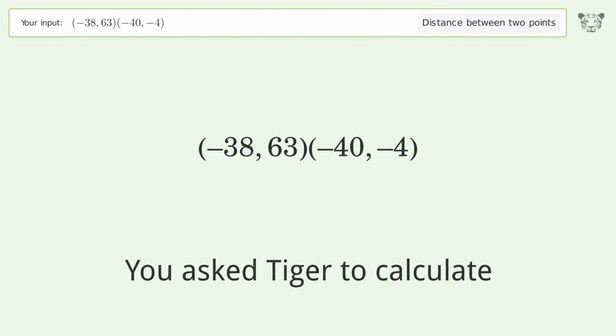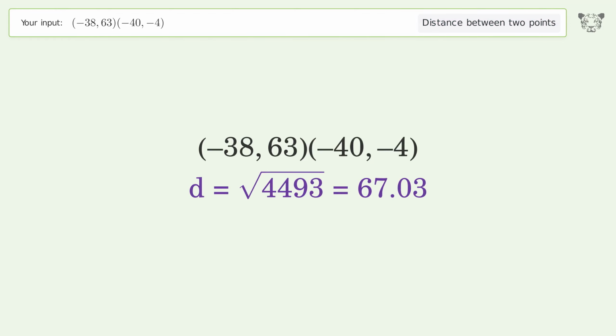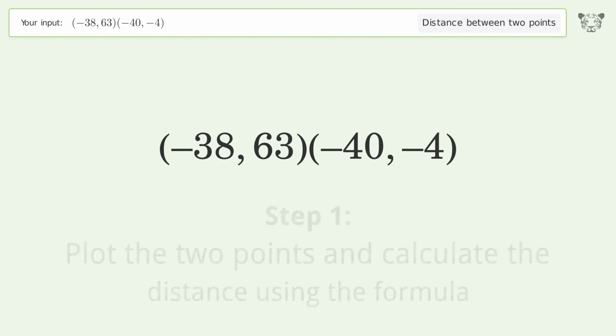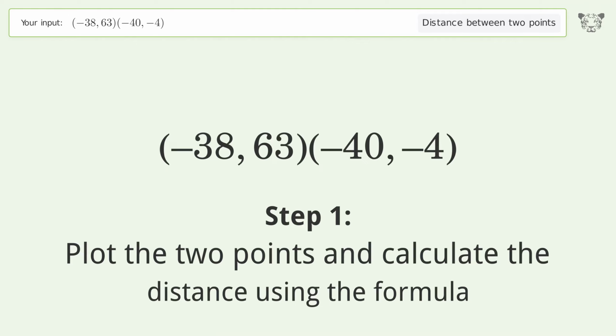You ask Tiger to calculate. This deals with the distance between 2 points. The distance between the 2 points is the square root of 4,493, or 67.03. Let's solve it step by step. Plot the 2 points and calculate the distance using the formula.